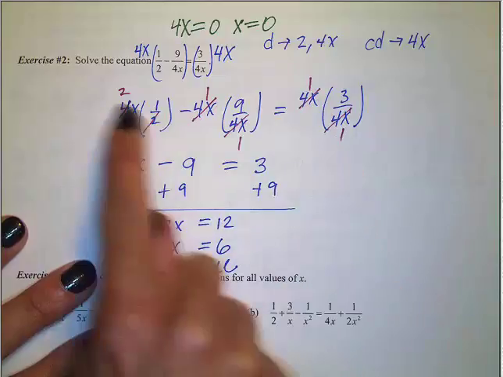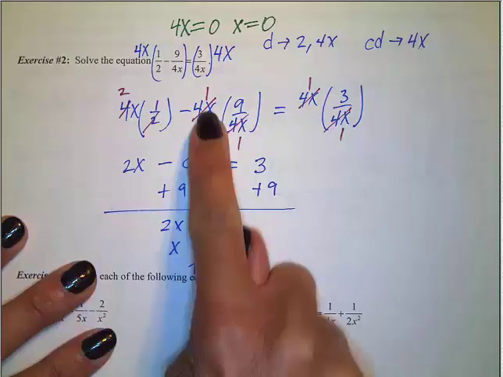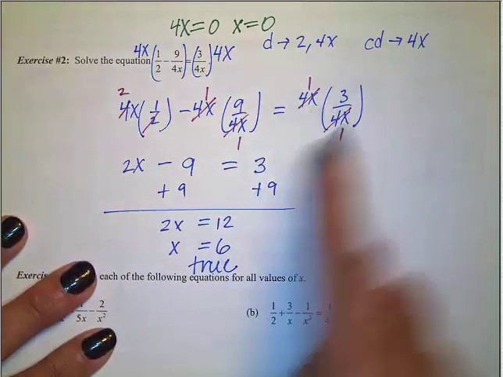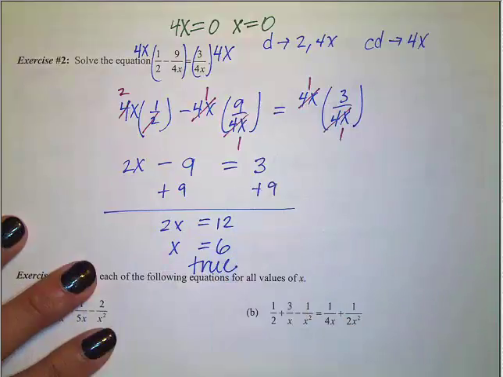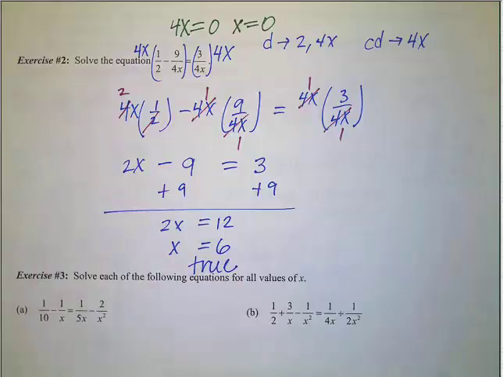I had 2x times 1, so I got 2x. The 4x's divided, so I got 9, equals the 4x's divided, so I got 9. This is a linear equation, so I got x alone. I got the answer of 6. I checked it by storing, and I'm all good to go.